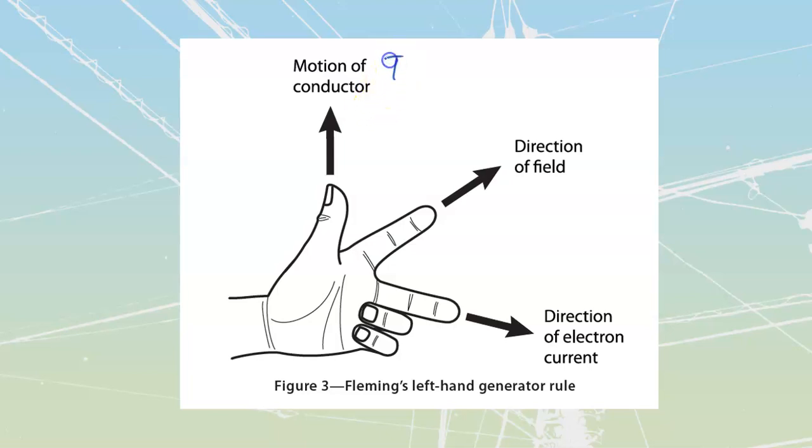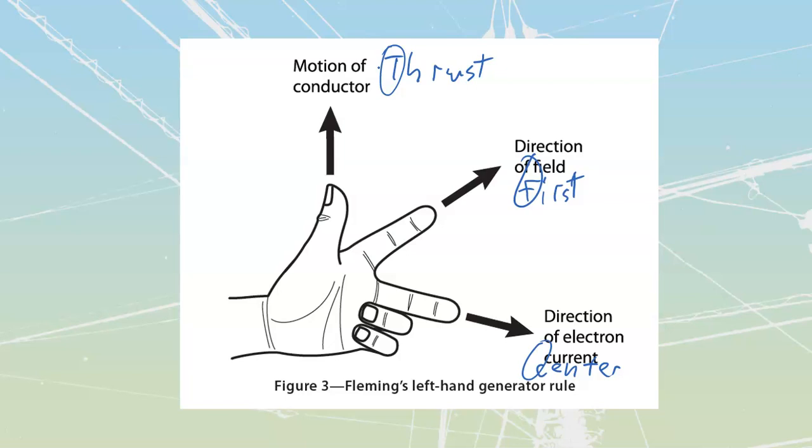Thumb is going to be thrust, is what we're going to look at. The first finger is going to be field. Note how there's an F for field and an F for first over here. And then the center finger, or the middle finger, but we're going to call it the center finger, is going to be for current. So we just have two C's, center and current, two F's, field and first, two T's, thumb and thrust, that we are going to use to associate these.